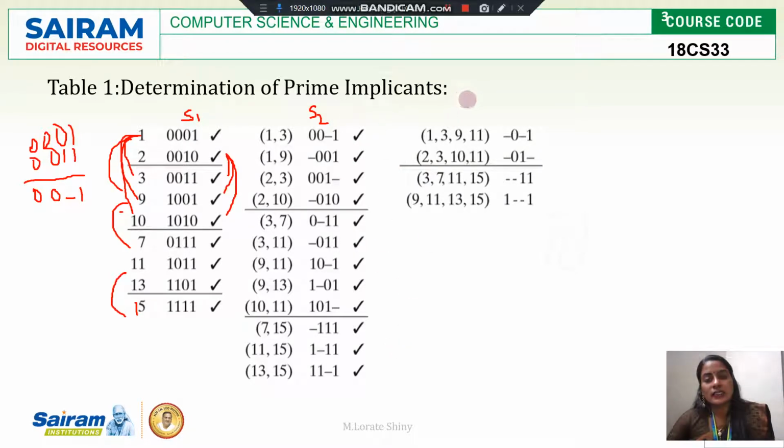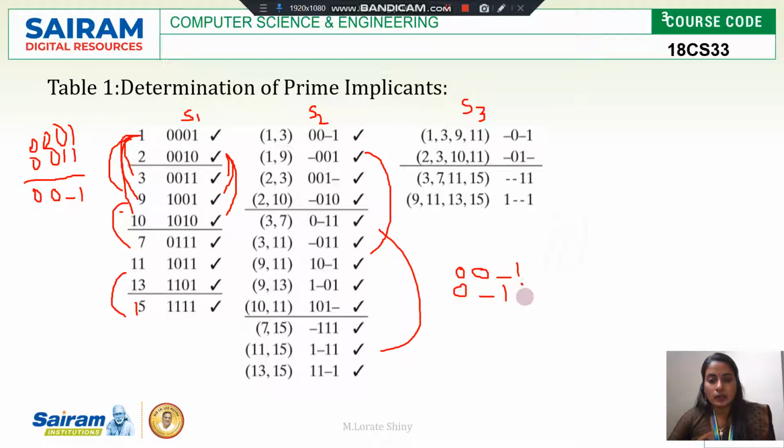Now stage 3. Same way, G1 should be compared with G2, G2 should be compared with G3. So first we will compare 1 3 and 3 7. 1 3 is 0 0 dash 1, 3 7 is 0 dash 1 1, 0 0 and dash, it becomes don't care.